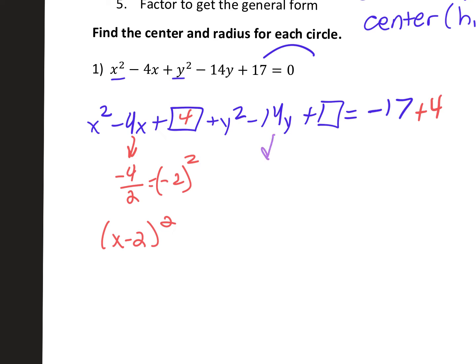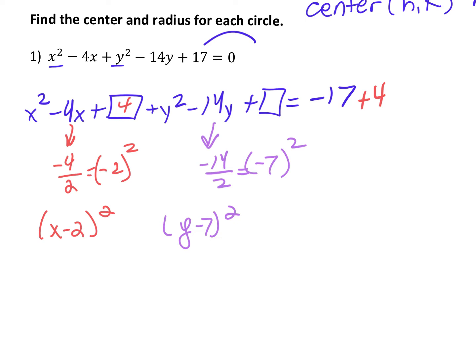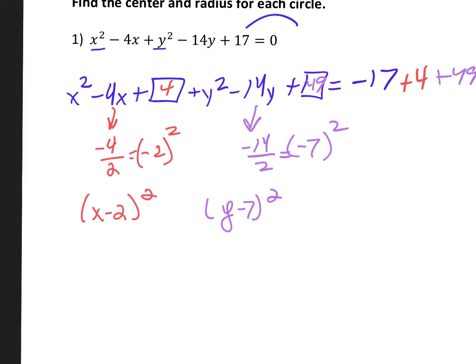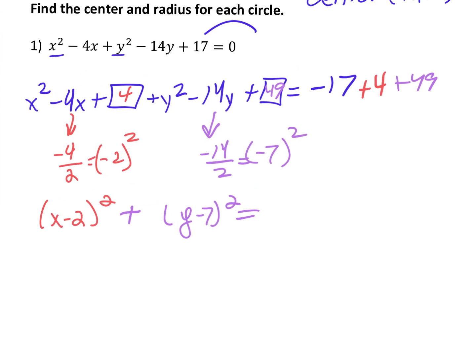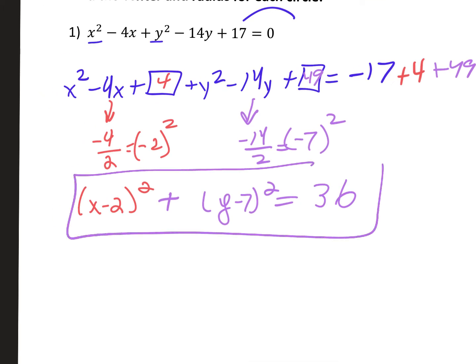So now we're going to come over here and complete the square here. I have negative 14 divided by 2, which gives me negative 7, right? So my y parenthesis is y minus 7 squared, right? And when I square negative 7, I get 49. What I do to one side, I add to the other. And then what goes in the middle here? There's a plus sign because it's the equation of a circle. And then what is negative 17 plus 4 plus 49? So it equals 36. So there is the equation of your circle in standard form, right?